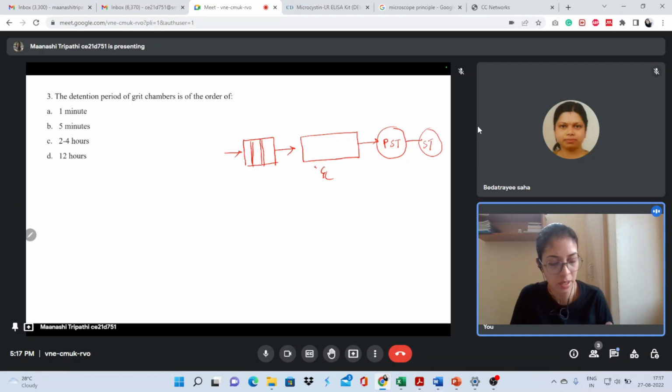Detention time means for how much time water stays inside this chamber. Means if a water particle is entering here, how much time it will take to transfer from this side to this side. This is what we call detention period. How much time it's gonna take. This you need to answer. And remember, we don't allow organic particles to sit. These are organic particles. We will allow only inorganic particles to sit.